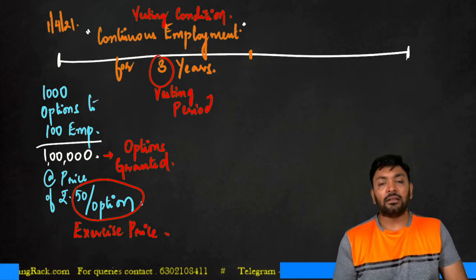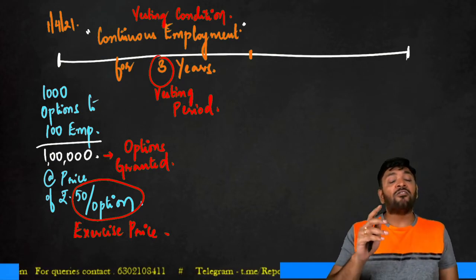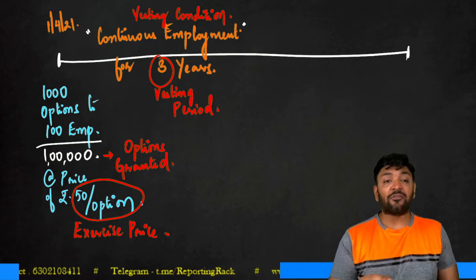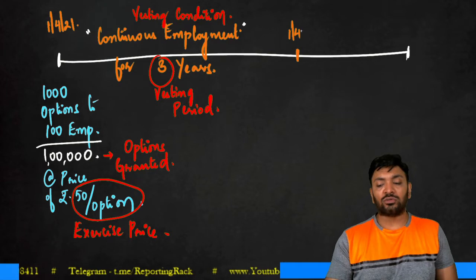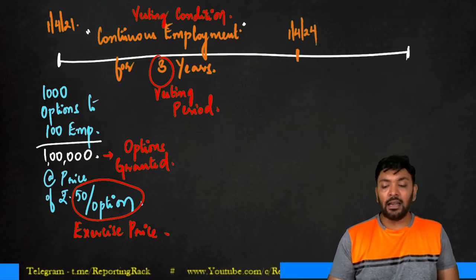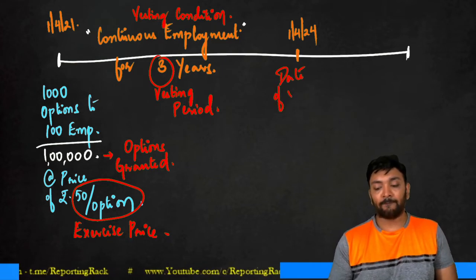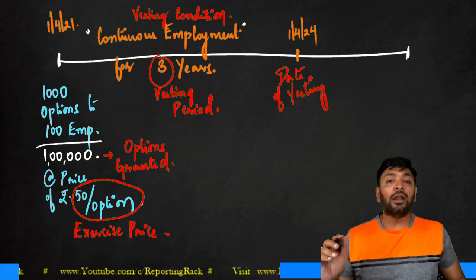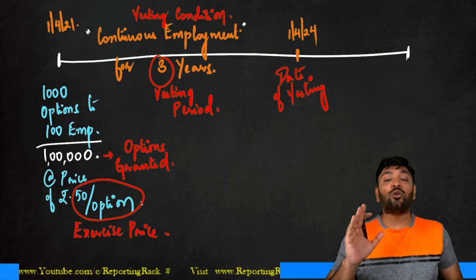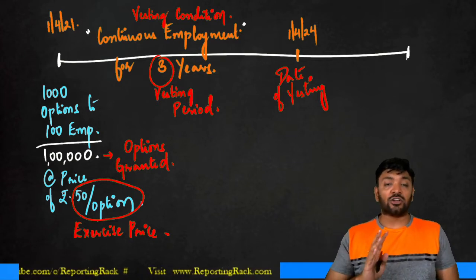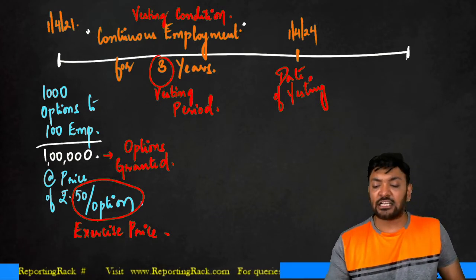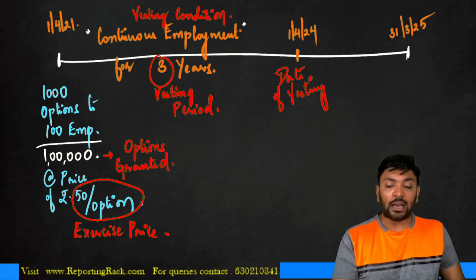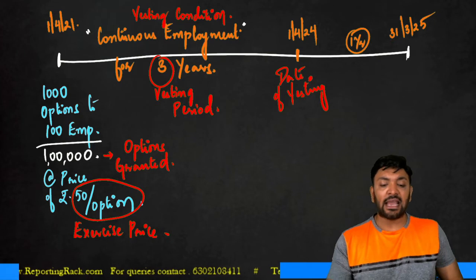So what is a vesting condition? A vesting condition is a condition which has to be satisfied for an employee to be entitled to receive the options. Let's say 3 years starting from 1st April 2021, so 1st April 2024 is my date of vesting. It's generally a tendency for the company to allow a certain time period within which they have to exercise these options. So though they are vesting on 1st April 2024, the enterprise will say you can exercise these options up to 31st March 2025. 1 year time period I have given. This 1 year time period is generally called the exercise period.